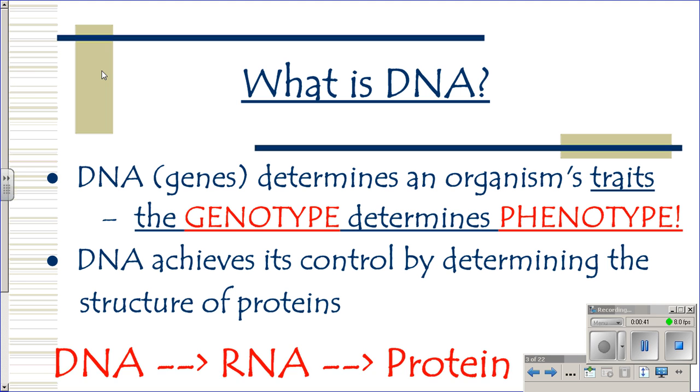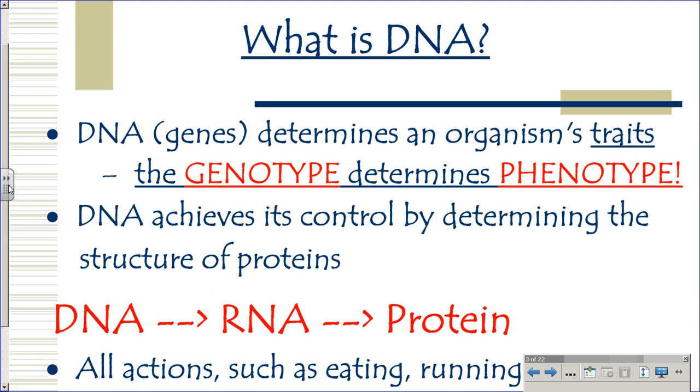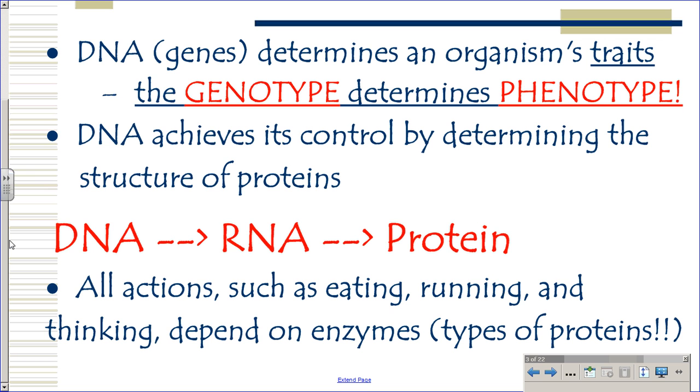What is DNA? I'm going to tell you what I feel is the most important thing to write down, so write it down with me. What is DNA? Basically, you need to be able to tell me that DNA is all your genes. Another word for your genes is your genotype, if we're talking about something specific. And your genotype determines your phenotype. That one big phrase is very important.